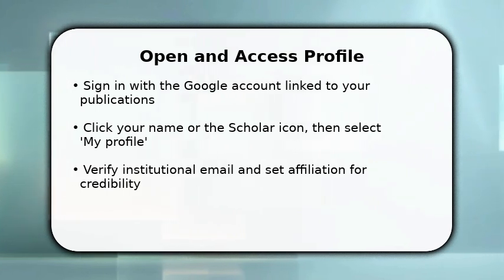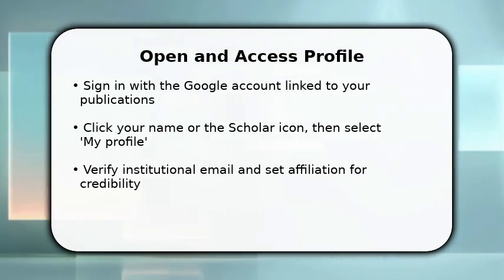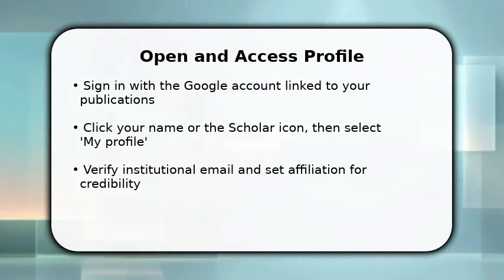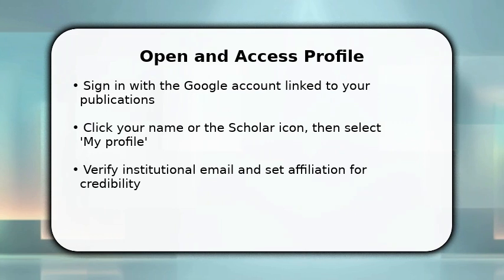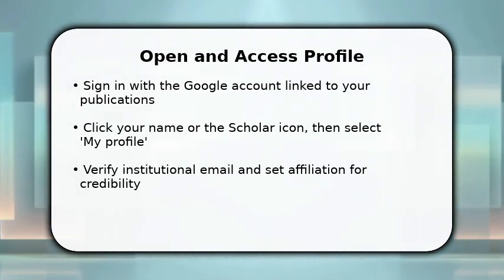Now verify the institutional email and set your primary affiliation. This improves discoverability and lets Google recommend updates. Make sure to add research interests and a public email if you want contact requests. These first actions let the profile populate correctly and enable later import steps.